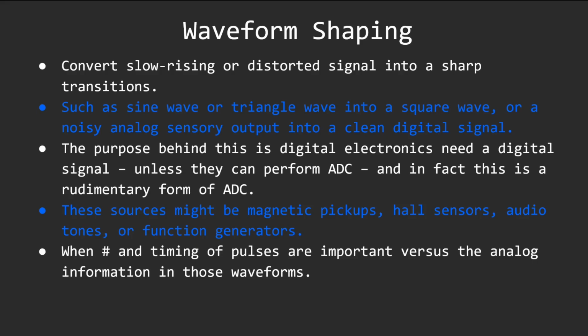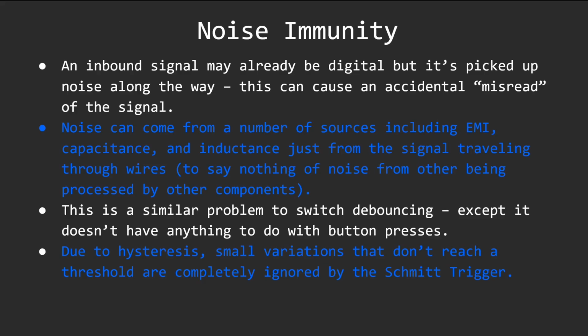These sources might be magnetic pickups, hall sensors, audio tones, or function generators. This is where the number and the timing of the pulses are more important than the analog information in these waveforms.